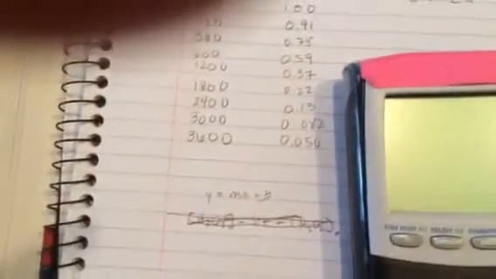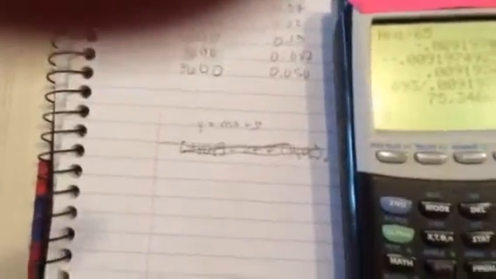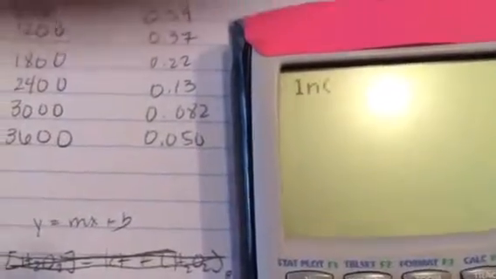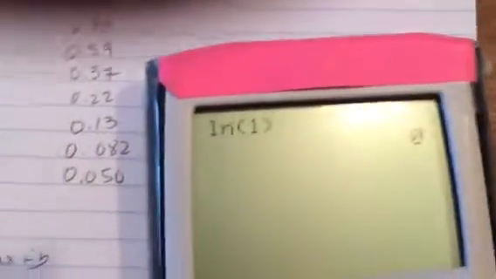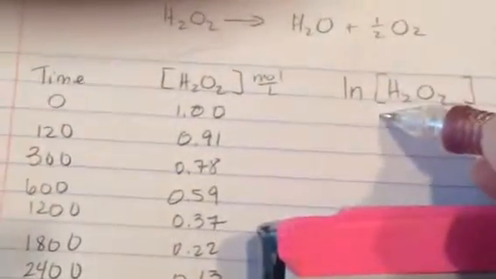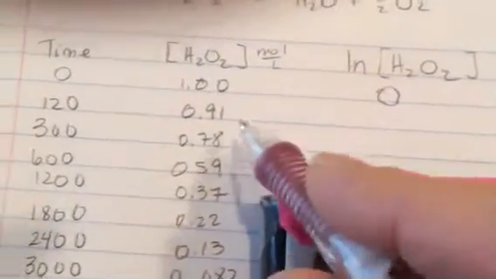I hit natural log. Where's my button? Oh, I turn it on first. And I hit natural log. I'll clear it first. Natural log. Then I will put in the first concentration, which is 1, close parentheses, hit enter. The natural log of 1 is 0. I write 0 down. I'm going to do it now for 0.91.